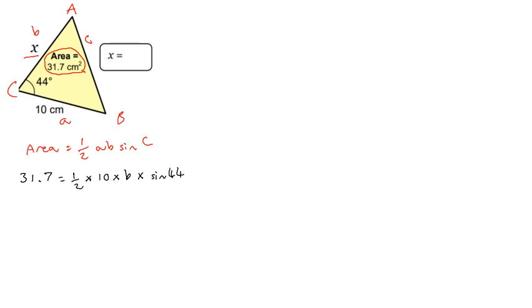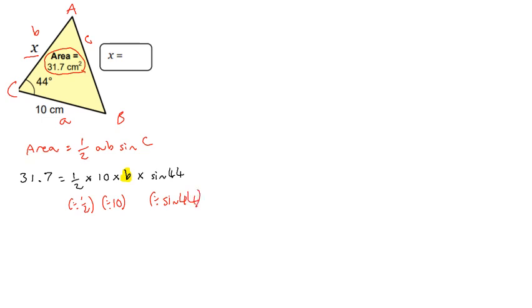Right, let's just think about what's going on here. We've got 31.7 equals half times 10 times B times sine 44. We want to get to B equals. So to get to B equals, we need to divide by all of these terms. So we're going to divide both sides by a half. We're going to divide both sides by 10. And we're going to divide both sides by sine 44.